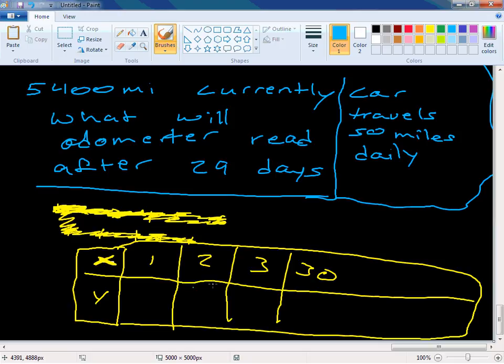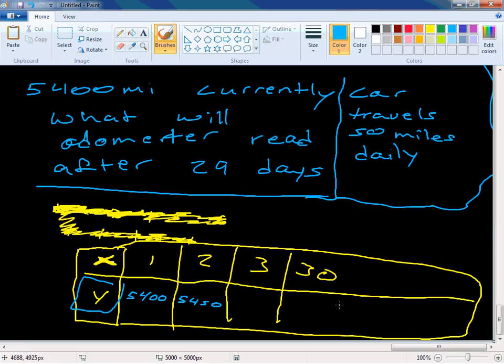And if you have an arithmetic sequence, again, remember what I told you, there's a common difference in the y values. Your y value always has a common difference. What was the common difference before? It was 1. Well, we know what this value is. What is it? 5,400 for day 1, right? And how many miles does the car always travel? 50. So this next day is going to automatically be, what would it be? 5,450. Cool.